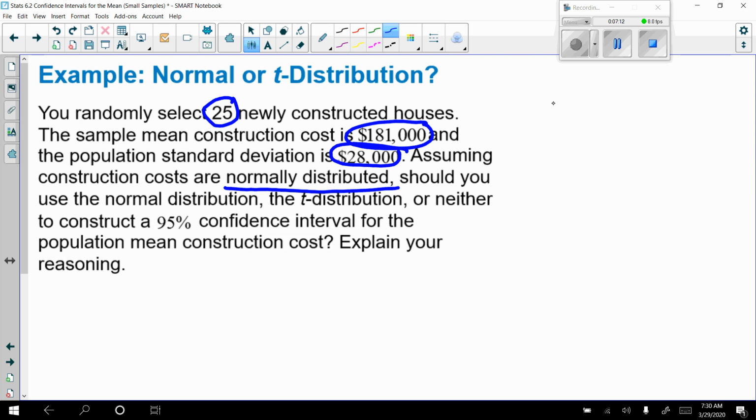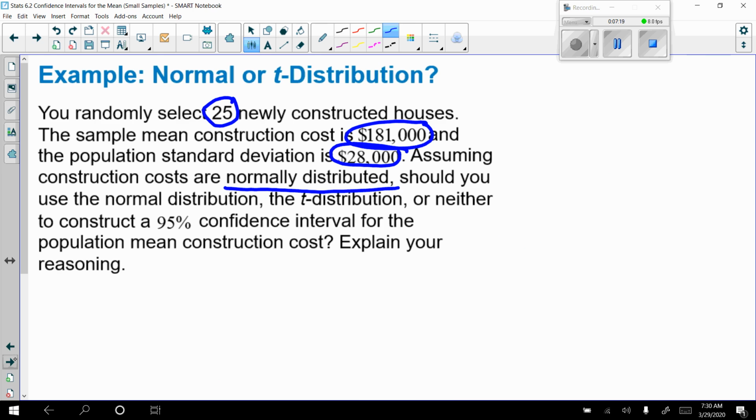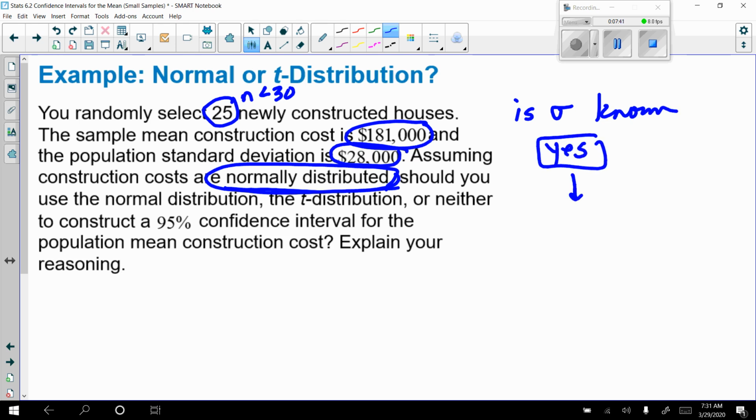So first of all, your first thing on your flowchart says, is it normally distributed or is n large enough? Well, n is not large enough, but they told us that it was normally distributed. So that means we go on to decide, is the population standard deviation known? And in this case, yes, it is. That means you proceed with a normal distribution.